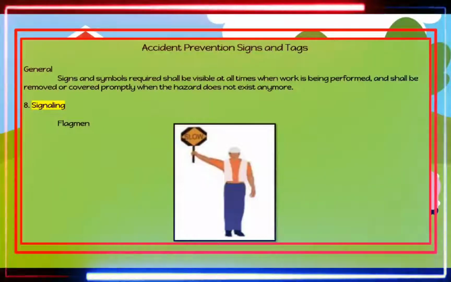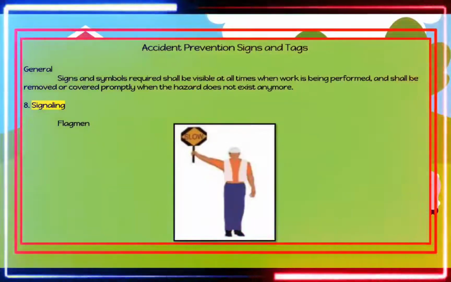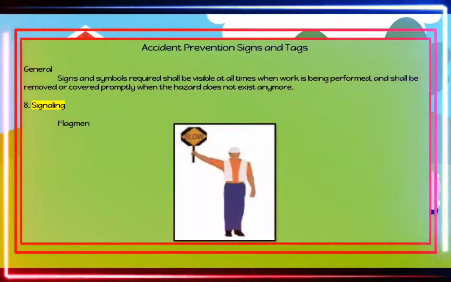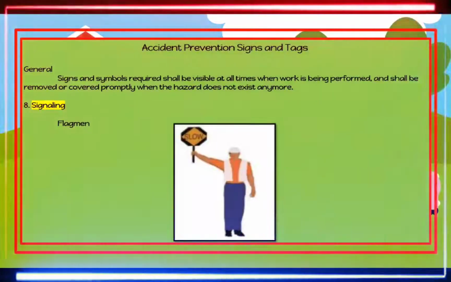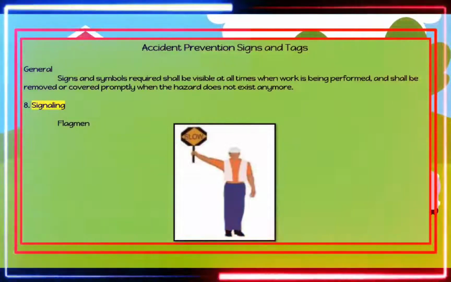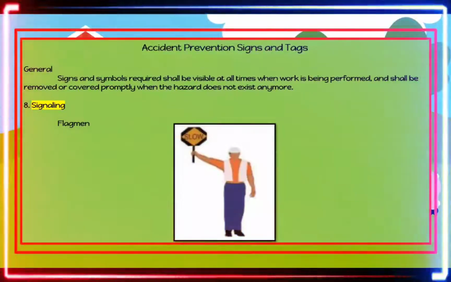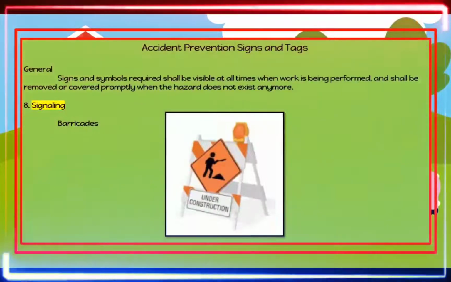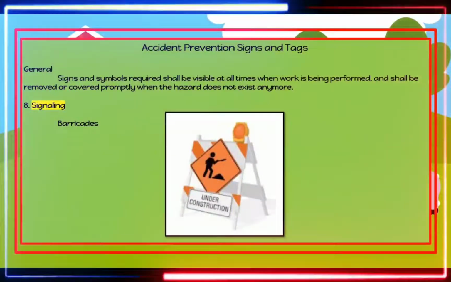Signaling flagmen. When operating, if such signs, symbols, and barricades do not provide the necessary protection on or adjacent to a highway or street, flagmen or other appropriate traffic control shall be provided. Hand signaling by flagmen shall use red flags, at least 18 inches square, or sign paddles, and in periods of darkness, red lights. Flagmen shall be provided with and shall wear a red or orange garment while flagging. Warning garments worn at night shall be of reflectorized material. Barricades. Barricades for protection of employees should conform to the OSHA standards.